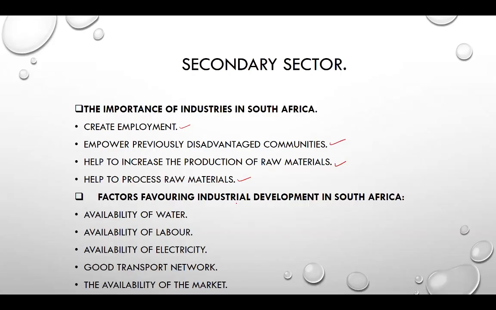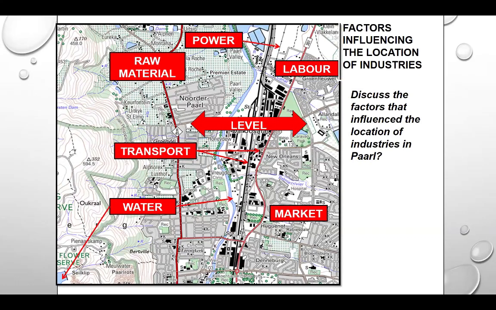And then what are the factors that favor industrial development in South Africa? Availability of water, availability of labor, electricity, good transport network, and availability of market. Now, let's do a map application or map interpretation of factors that will favor industrial development. What you're looking at here are the power lines. So if you get a question, say, what are the factors that favor industrial development in block C1 or whatever block? So you look at these factors that favor industrial development.